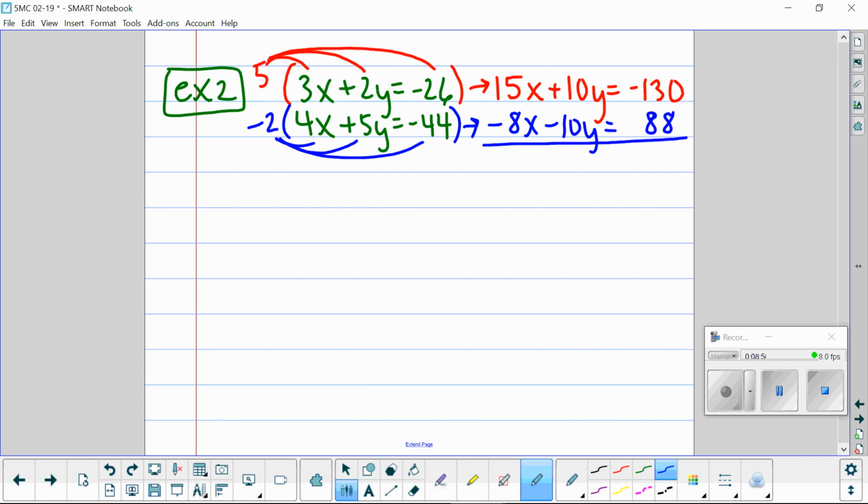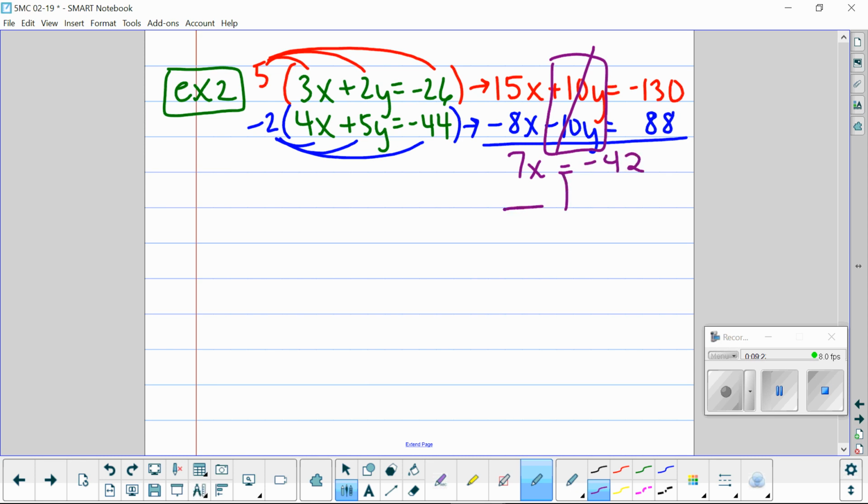And now I have my zero pair in there. So I can go ahead and cancel out the zero pair, the positive 10y and the negative 10y, and then combine what's left. So in this case, I have 15x minus 8x. So 15x minus 8x is 7x. And then negative 130 plus 88 is negative 42.